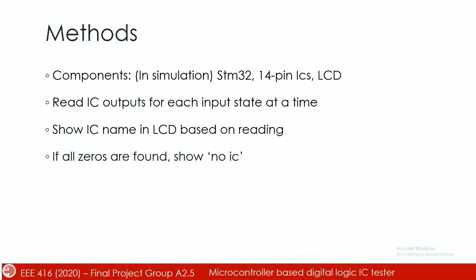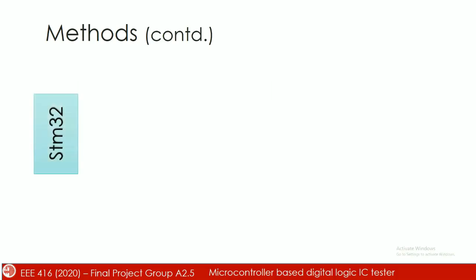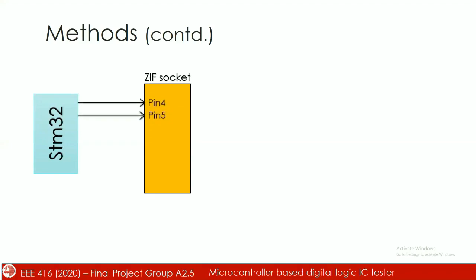However, if no IC is connected to the ZIF socket, then the LCD will notify us that there is no IC selected or connected. In broad, this is the STM32 and the ZIF socket. Pin 4 and pin 5 of the ZIF socket are provided as inputs, and from pin 6, the output is sent to the STM32, all of which are pulled down through pull-down resistors.